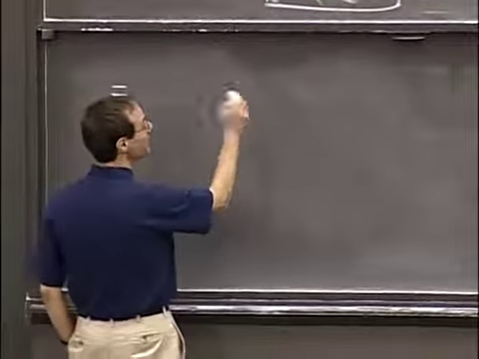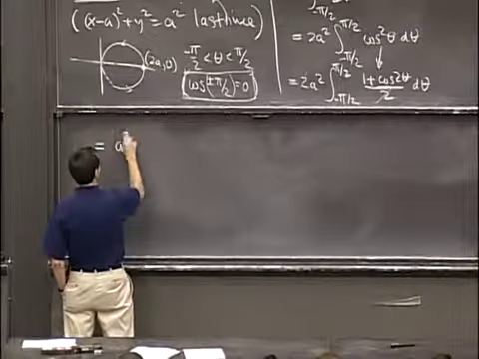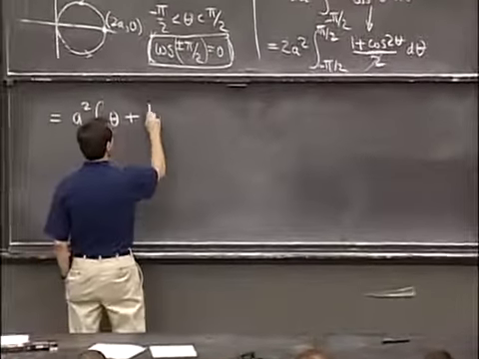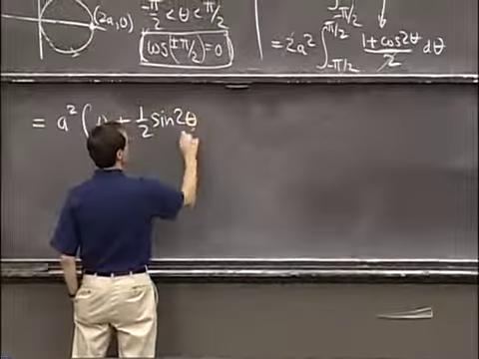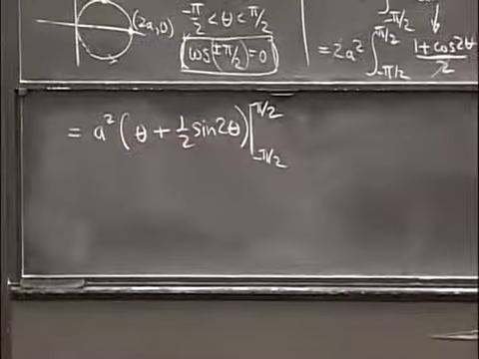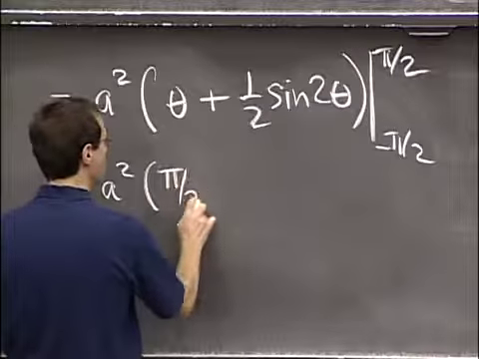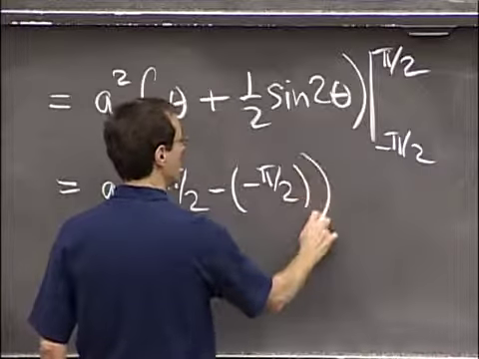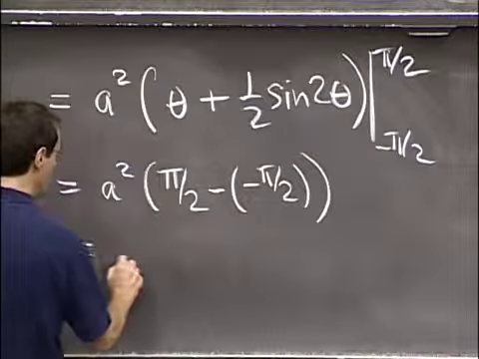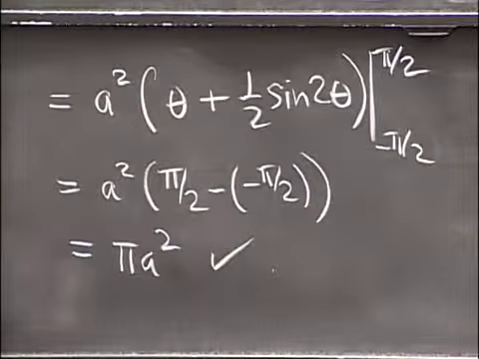Why is it easy? Because it's the antiderivative of a constant, and cosine 2 theta, whose antiderivative you're supposed to be able to write down. The antiderivative of 1 is theta, and the antiderivative of cosine 2 theta is half the sine of 2 theta. And that is a squared times (pi over 2 minus minus pi over 2). And the sine terms go away because they're both 0. So all told, we get pi a squared, which is certainly what we would like it to be. It's the area of the circle.